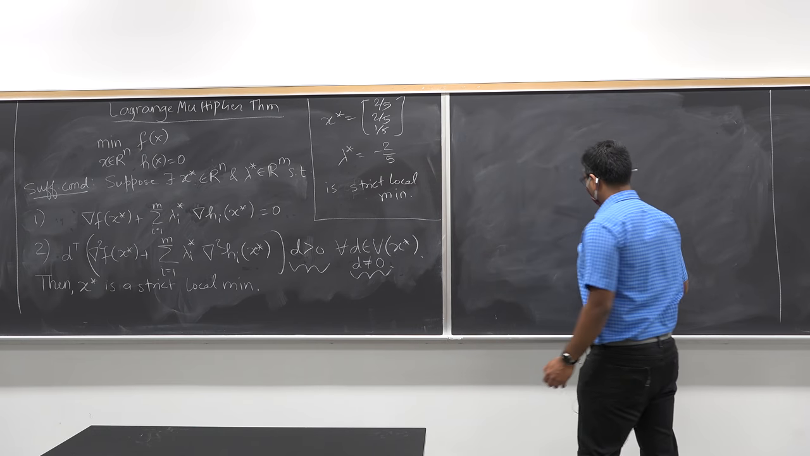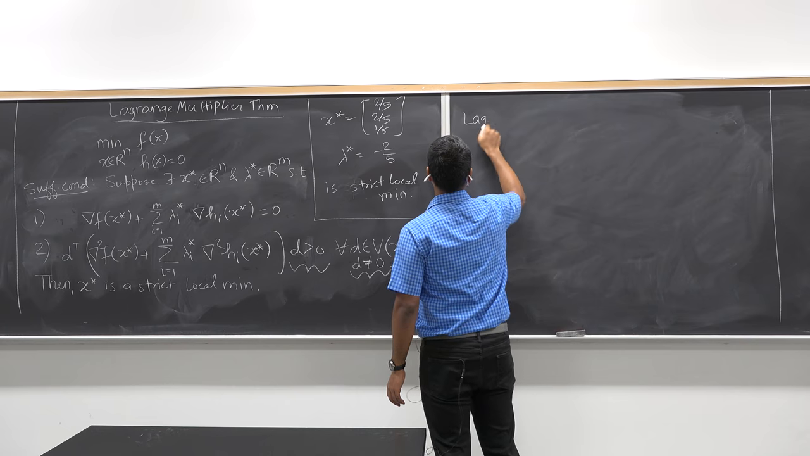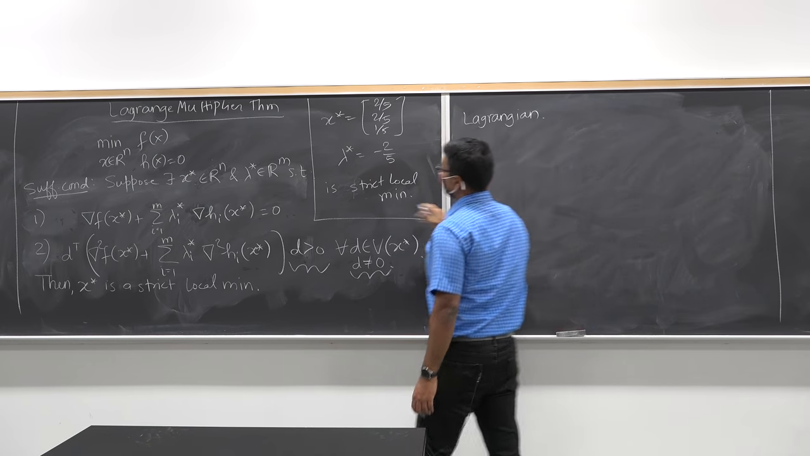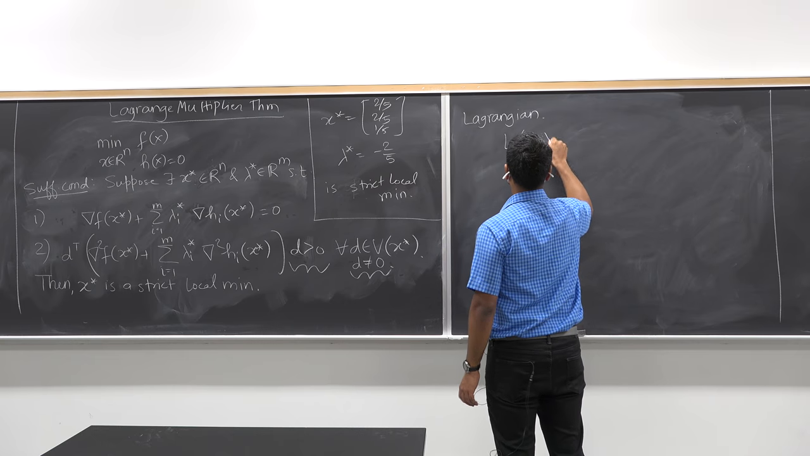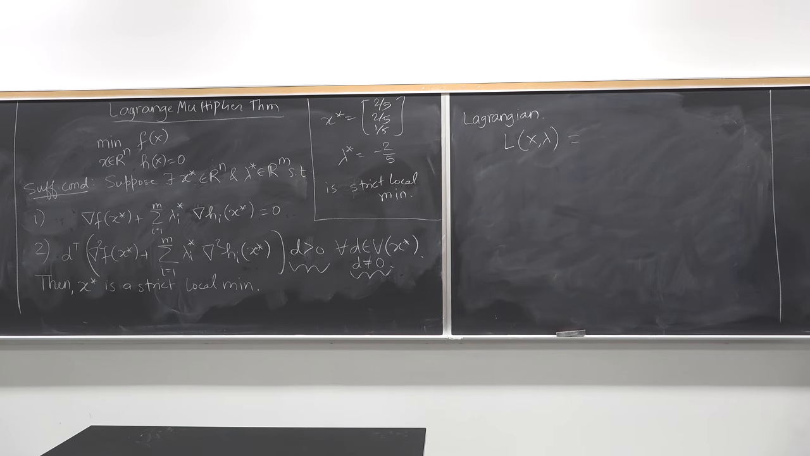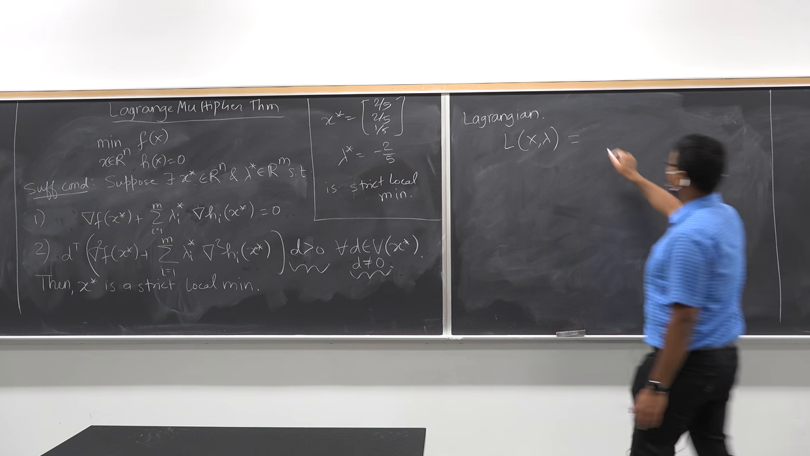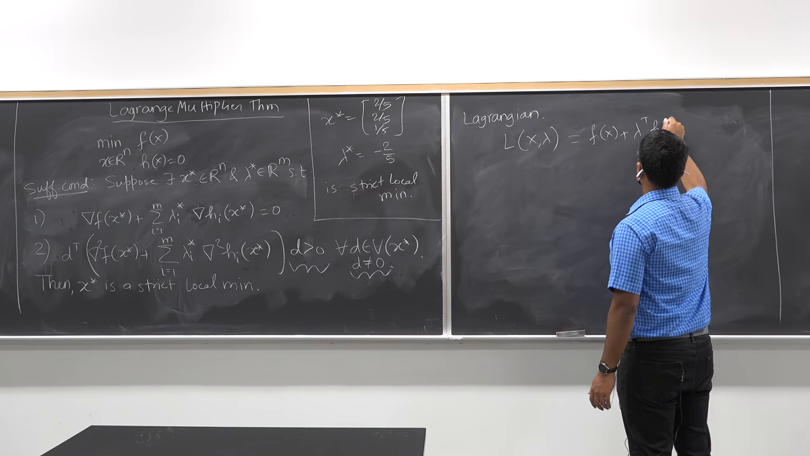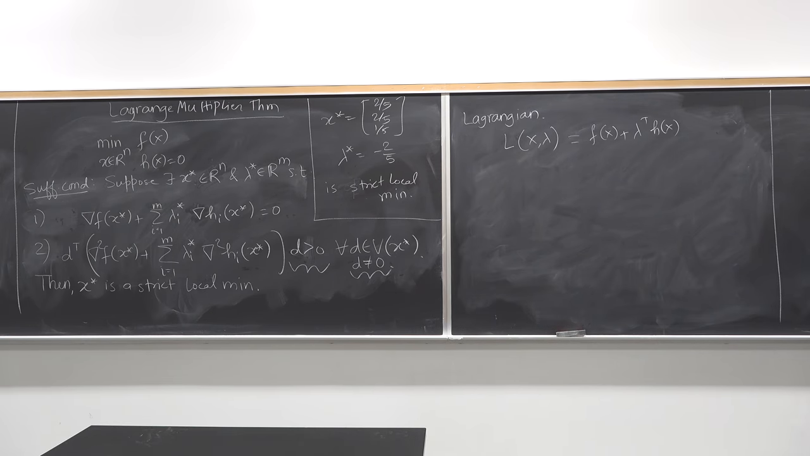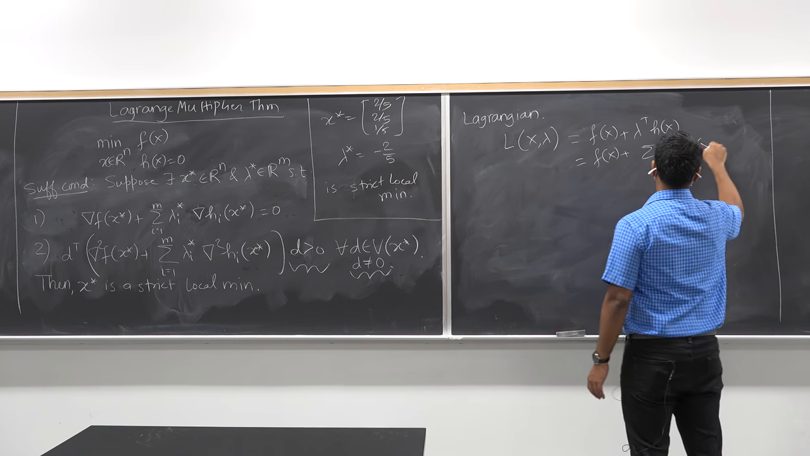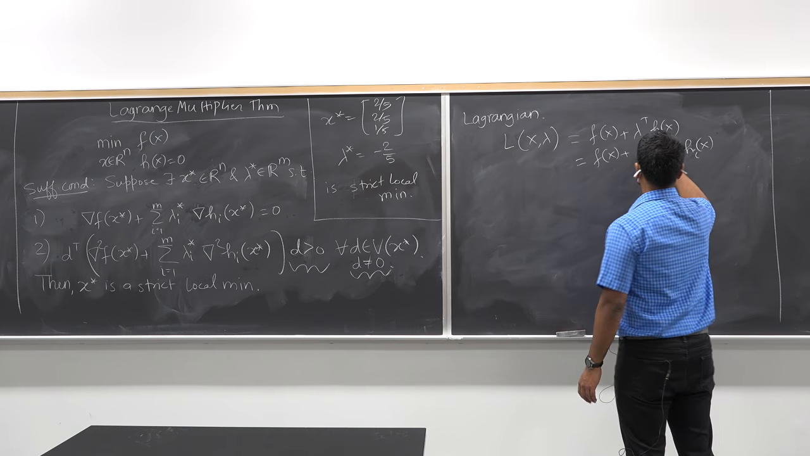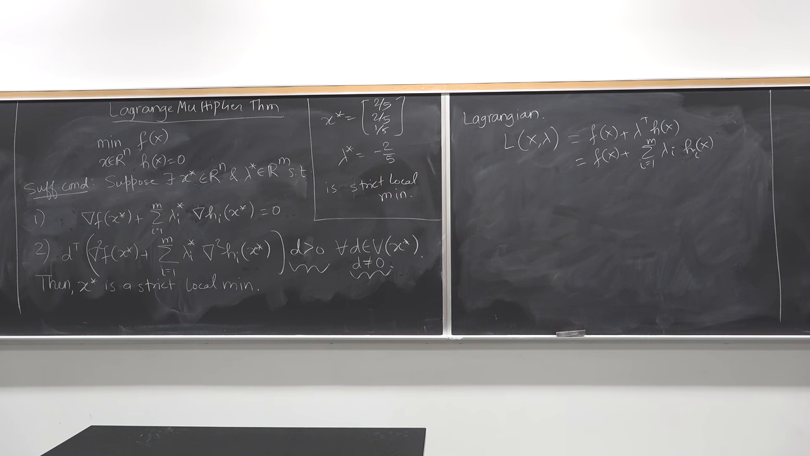So I want to introduce the concept of Lagrangian. For an optimization problem of this type, it's denoted by L of x comma lambda. Okay, so it's a function of two vectors. One is x, which is in Rn, and lambda, which is in Rm, and it's given by f of x plus lambda transpose h of x. Alternatively, I can write it as f of x plus summation lambda i h i of x, i equals 1 to m. That's my Lagrangian.